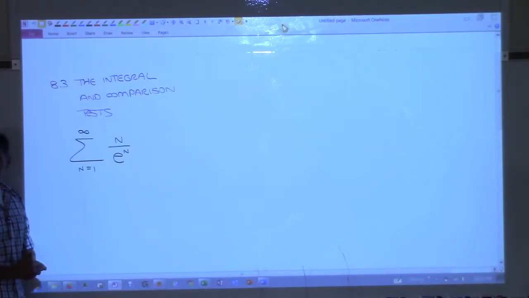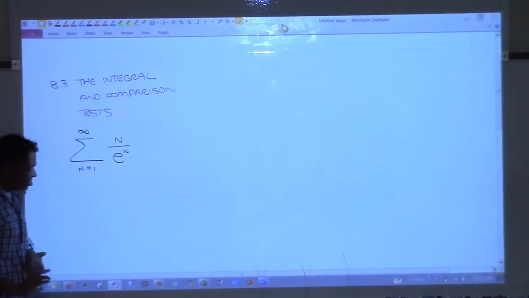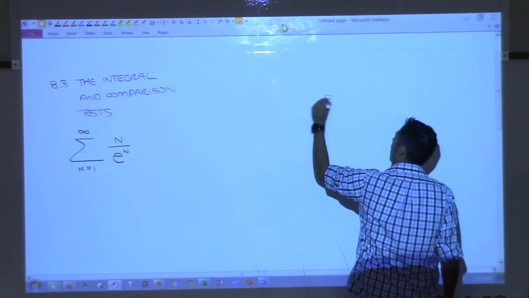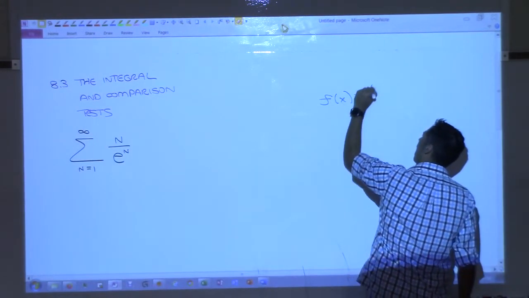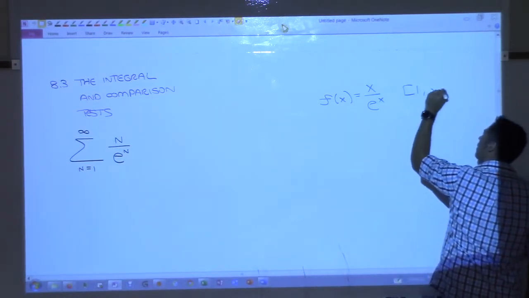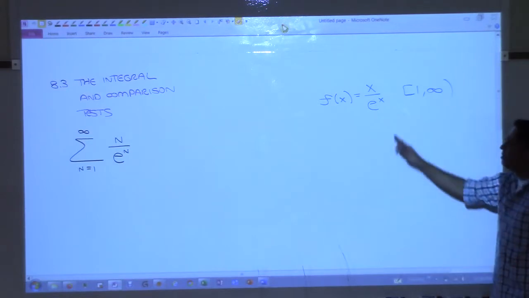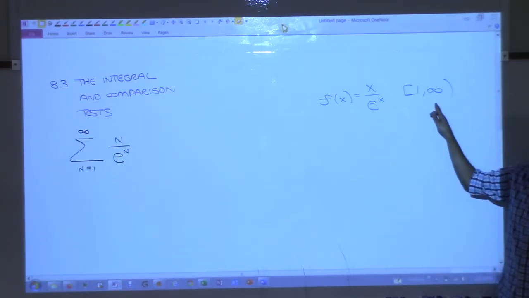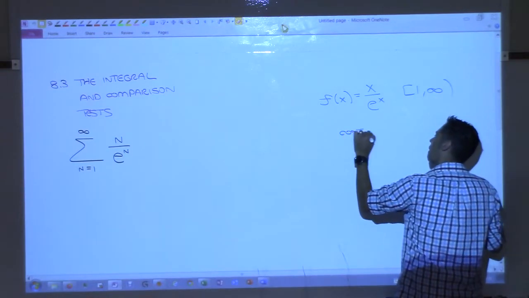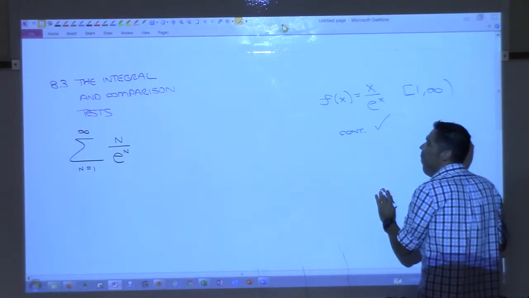So we're running out of options here, right? So integral test. Next. Integral test. So can we rewrite that as a function? Sure, right? f of x equals x over e to the x. Can we define that on the interval 1 to infinity? Sure. Is that continuous on this interval? Yes. Right? It's continuous. What else? Positive?